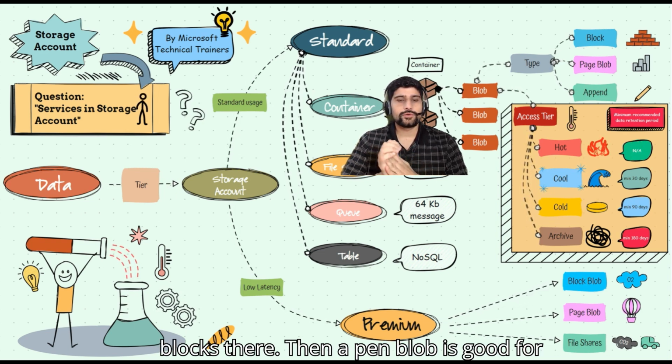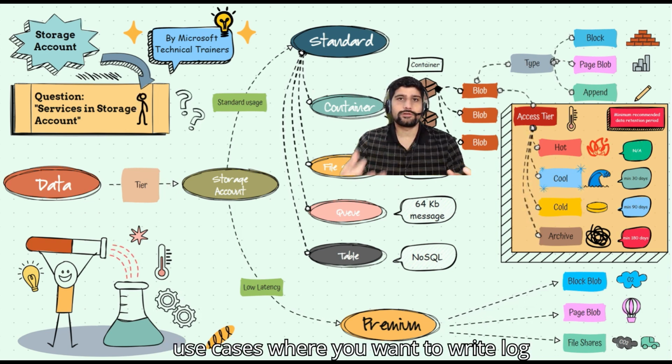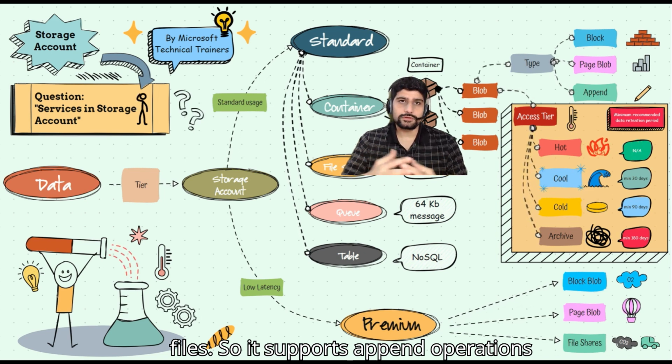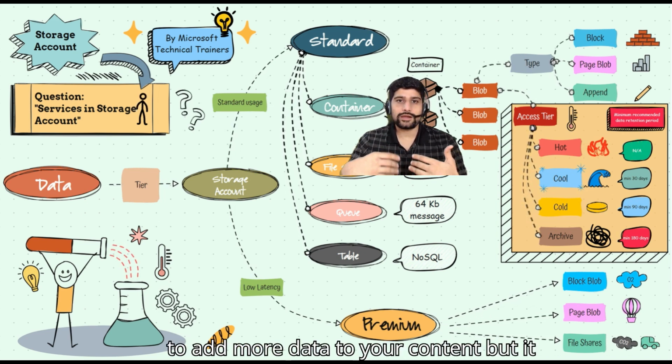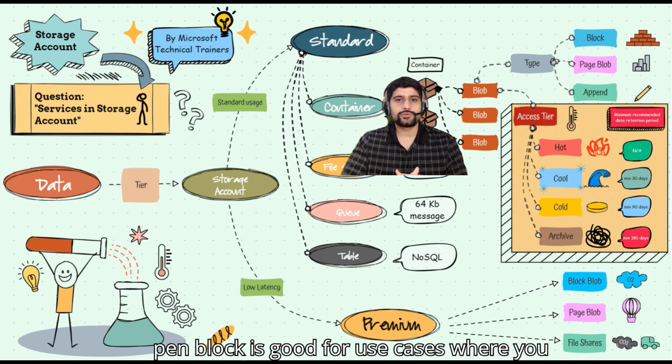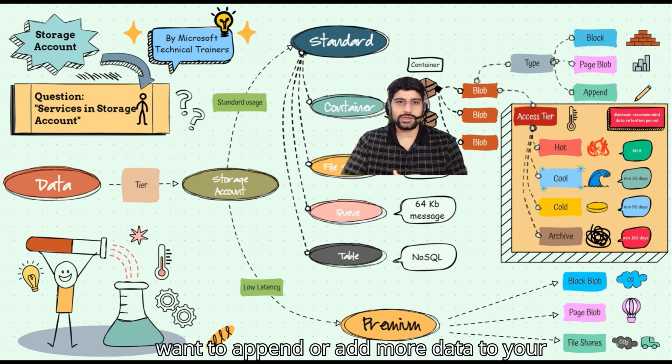Then append blob is good for use cases where you want to write log files. It supports append operations, which basically means that it allows you to add more data to your content, but it does not allow you to delete the data. So append blob is good for use cases where you want to append or add more data to your log files.